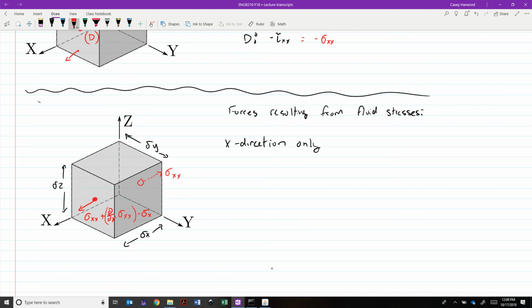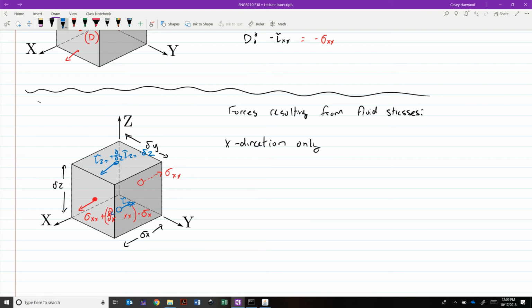Similarly, let me draw this in a different color. On the bottom face here, okay, we would have tau zx, and over here we would have, oh sorry, I pointed that in the wrong direction. That should be going that way, and this one should be going this way. This one would be tau zx plus partial z of tau zx times delta z.